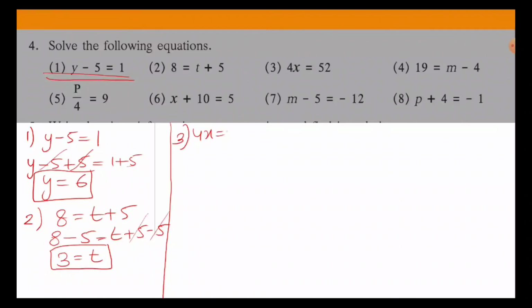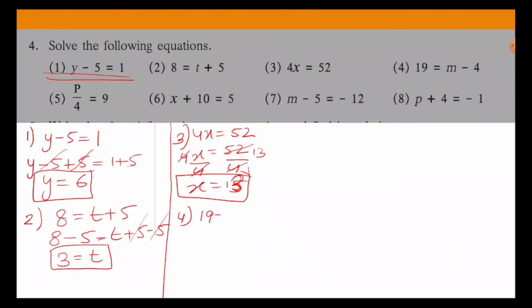Okay, next is third sum. 4x is equal to 52. So x is equal to what? 52, here divide by 4 on both the sides. So the 4 will get cancelled and 4 ones are 4, 4 threes are 12, 13 is 52. So x is equal to 13. Okay. Fourth sum. 19 is equal to m minus 4. Okay. So 19 plus 4, m minus 4 plus 4. Okay, this will get cancelled. 19 plus 4 is 23. M is equal to 23.